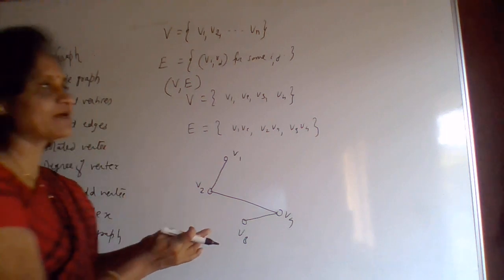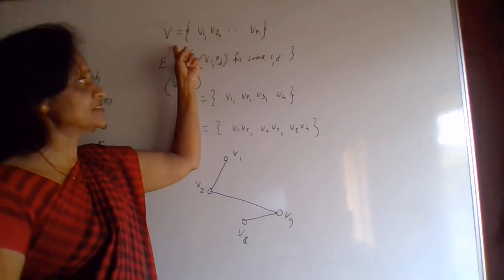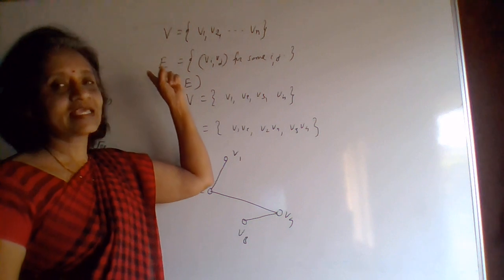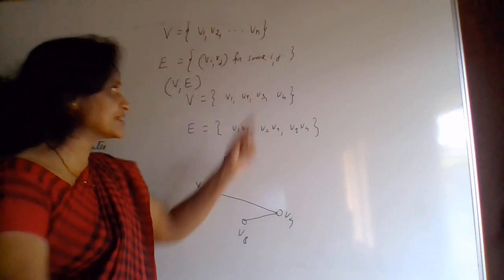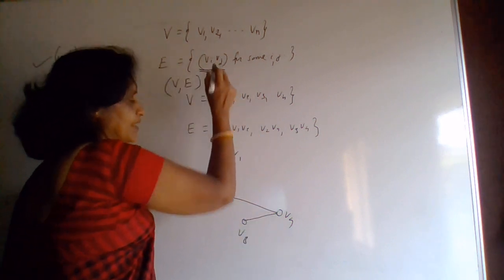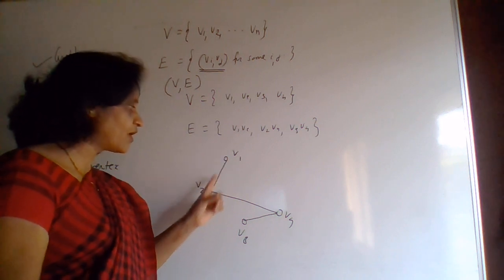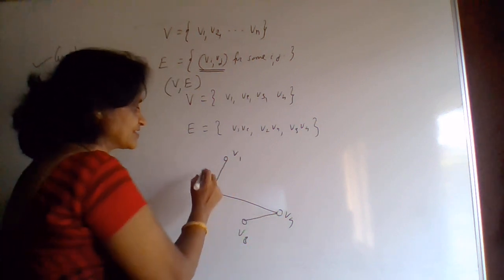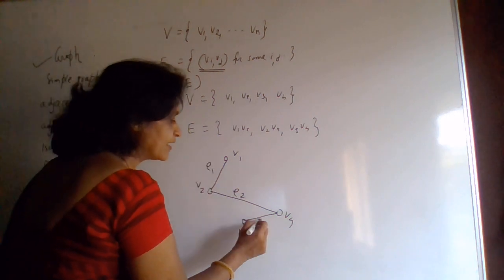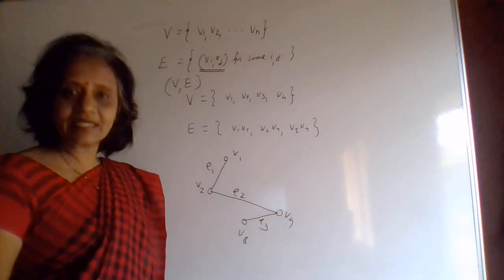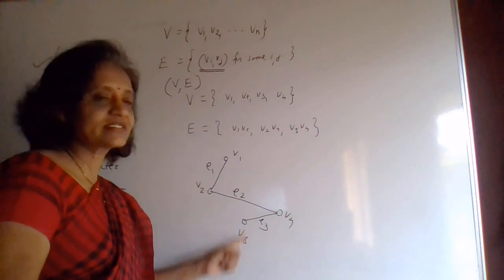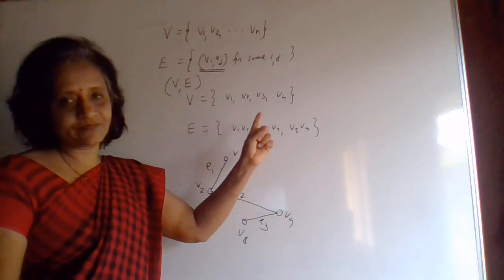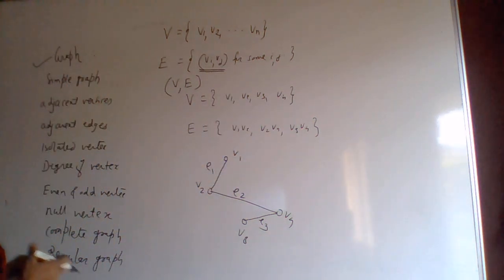And in this itself I will tell you, V we call the set of vertices and E is called the set of edges, because every pair, say V1V2, we are going to call an edge. This is another edge, this is another edge, and usually we denote edges by E1, E2, E3, etc. So this is the meaning of graph. Now let's go for the next.